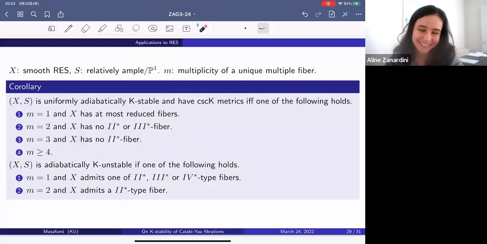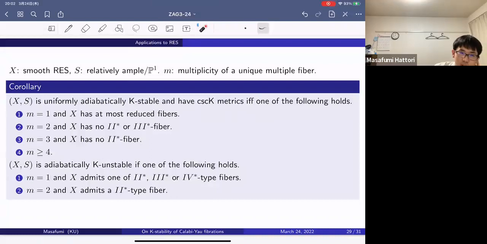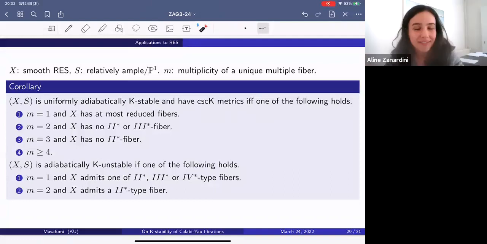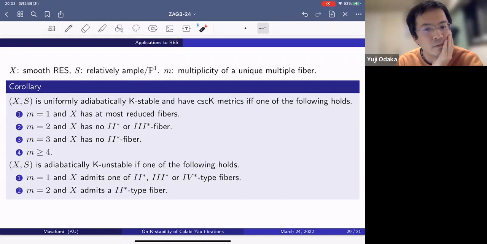I'm curious about this as it relates to your study, the Halphen pencil. Yeah, so this is part of my PhD thesis. I described the GIT stability for these pencils as points in the space of all pencils of sextics, for instance in the m equals 2 case. If I remember correctly, the unstable ones are the ones that correspond to 2-star fibers, which seems to be somehow compatible with what is written in this slide. So I'm very curious about this. I see. Yeah.